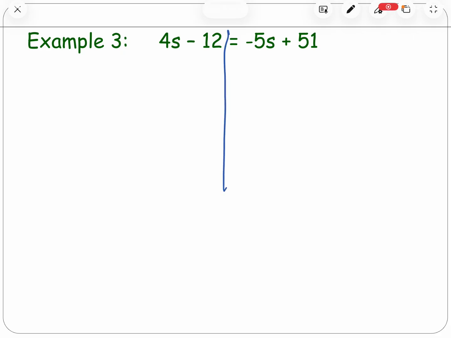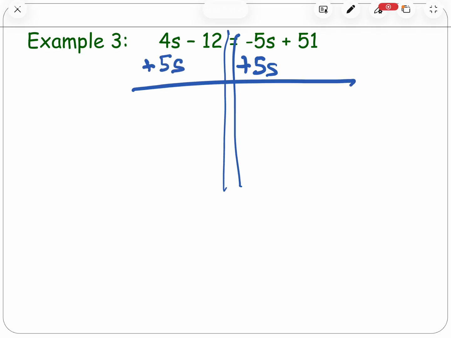I'm always going to start with my little wall there to help me keep things straight. How many of you moved the 4s? That's good. How many of you moved the negative 5s? So that means you're listening. I'm going to start with plus 5s. Does everybody follow why? That's going to leave me with 9s minus 12 is 51.